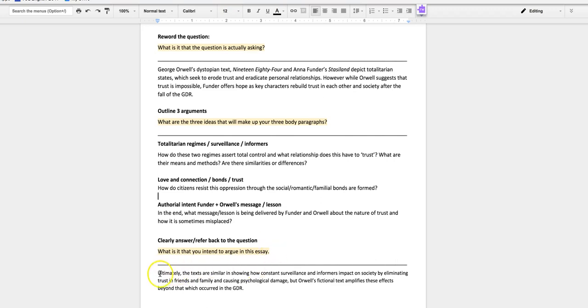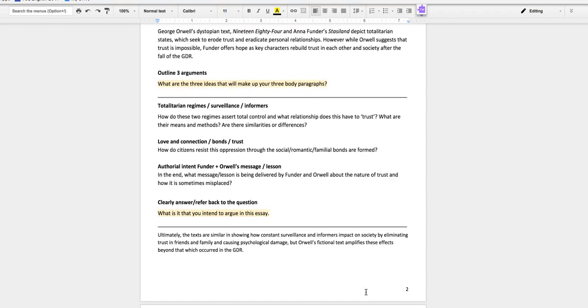What are you going to argue? I've made a statement, I've used a concluding statement. Ultimately, the texts are similar. I'm offering comparison in showing how constant surveillance impacts society by eliminating trust in friends and family and causing psychological damage, all right? So I've said, what does the erosion of trust do? Causes psychological damage. However, but that comparative phrasing, Orwell's fictional text amplifies these effects beyond what occurred in the GDR. I hope this makes sense to you.